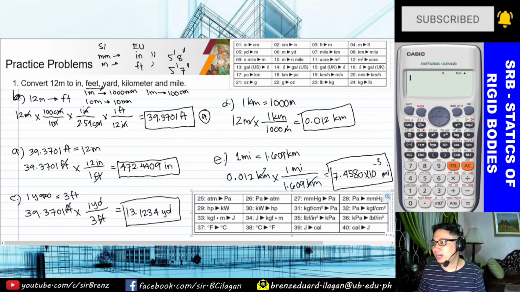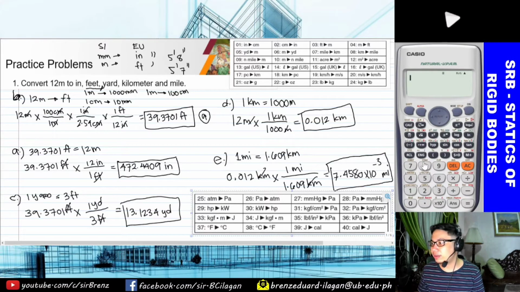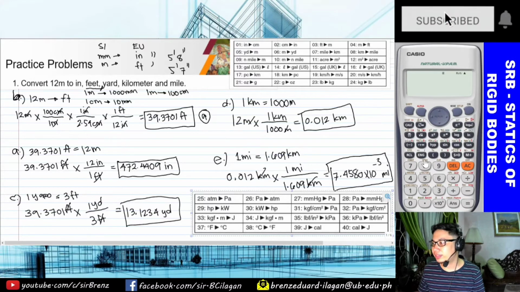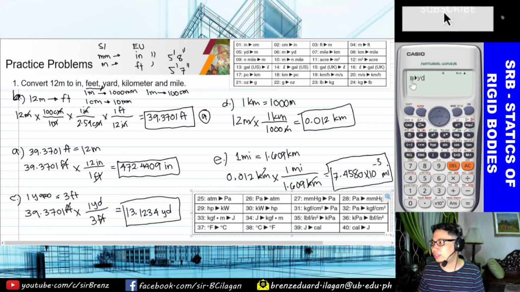So, para ma-open yung mga conversion na yun, ang gagawin nyo lang, kung mapapansin nyo doon sa 8, sa ibabaw niya, meron siyang CONV. Ibig sabihin niya, conversion. So, shift 8, and then, hanapin mo lang yung gusto mong i-convert. Ano nga i-convert natin? Meters to yard. So, type mo lang yung 06. Yan. So, lalabas yan, meters to yard.